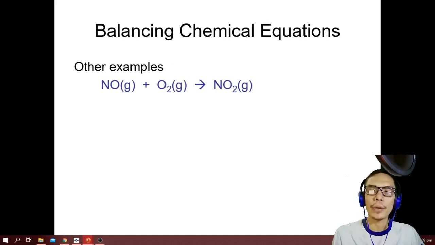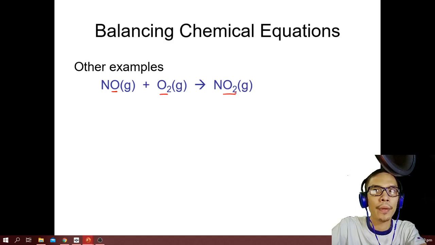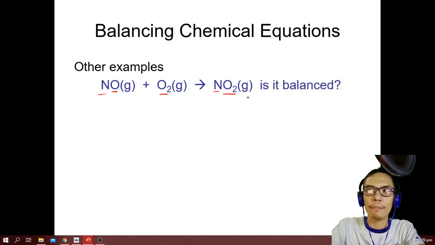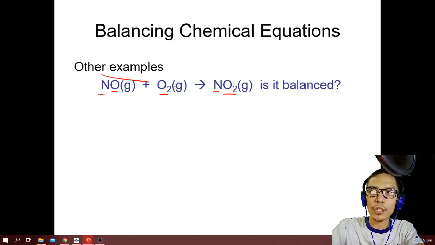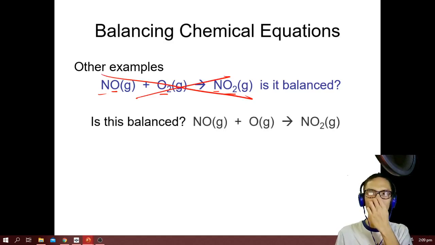let's have another example. Now, is this correct? Is this chemical equation correct? So let's see. We have one oxygen atom here, and another atom of oxygen here, which is 2. 2 plus 1, that is 3, which is unbalanced with this one. Even though the nitrogen is balanced, your oxygen atoms are not balanced, so therefore this equation is not balanced.